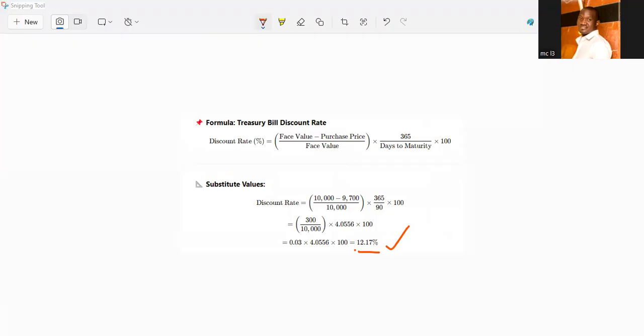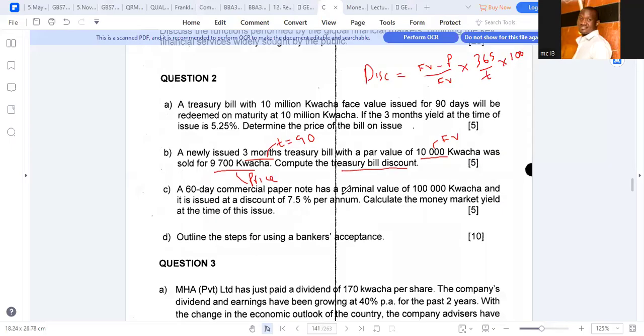Right. So we go to our next question. A 60-day commercial paper has a nominal value of 10,000 kwacha and is issued at a discount of 7.5% per annum. Calculate the money market yield at the time of the issue.